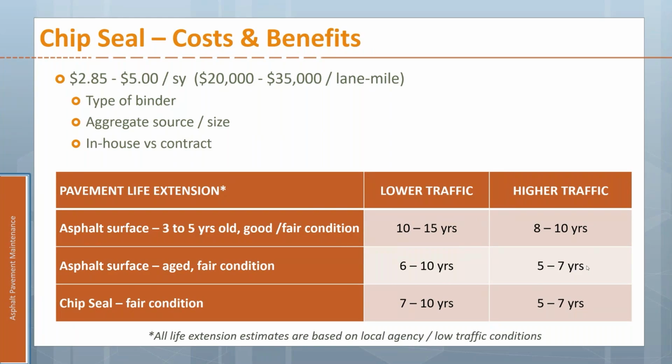So that was great. Higher traffic, if you've already got a good asphalt surface in good condition, you might get 8 to 10 years. A more common typical thing, if you've got a county road that's always been chip sealed, there's not an asphalt surface underneath it, you're probably going to get somewhere in the neighborhood of 7 years, a little more than that for low traffic, a little less than that for higher traffic. And again, this is in the context of local agencies. This is not downtown Dallas or anything like that.